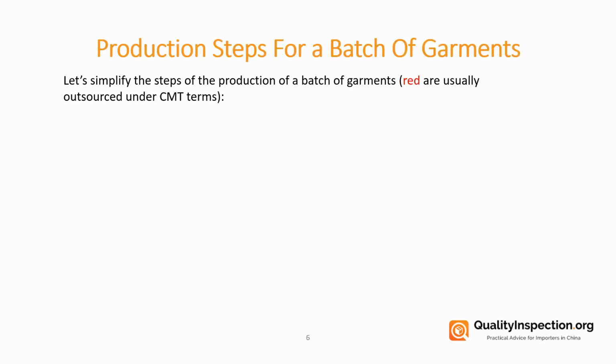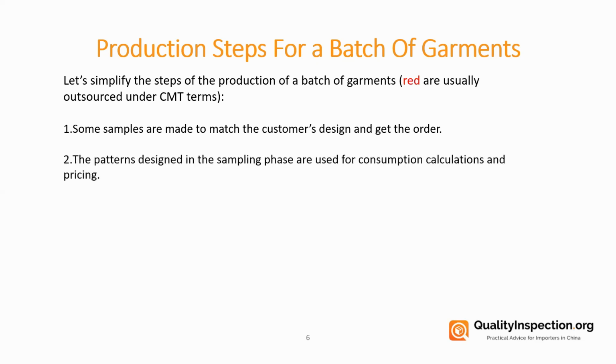So if we're now ready to produce a batch of garments, what are the steps? You'll see them below, and also the red ones are usually outsourced. So first of all, samples are made to match your design and get your order. The patterns designed in the sampling phase are used for consumption calculations and pricing. The fabrics, accessories, and packing elements are purchased.